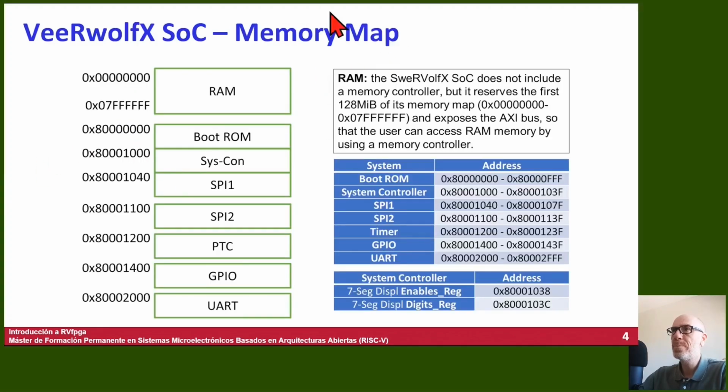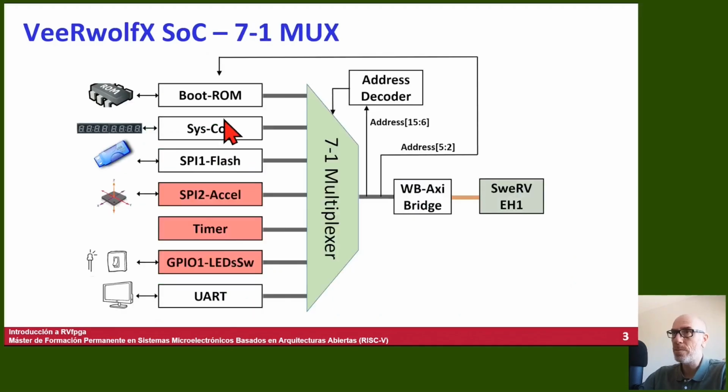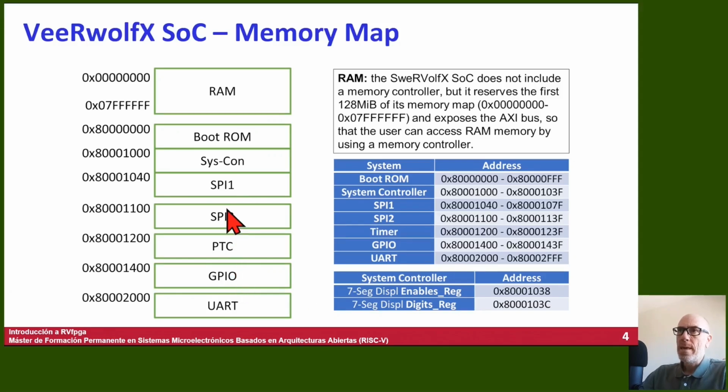In this slide, we can see the memory map of the SoC used by RVfpga. In this lower section, we see the address ranges for each of the 7 controllers shown in the previous slide, and at the top, we see the space reserved for RAM. The SoC doesn't include a memory controller, but it reserves this initial address range for users to connect to RAM via a memory controller.